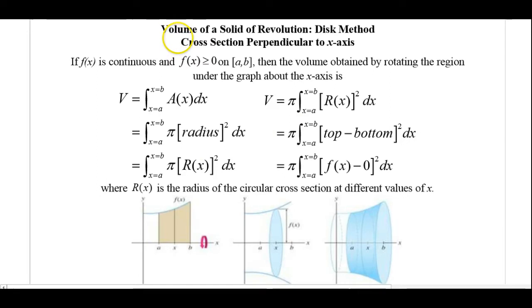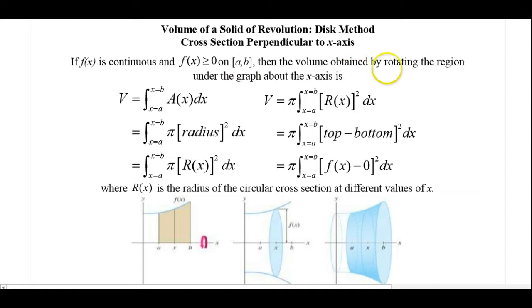So now let's formalize this idea of finding the volume of a solid of revolution. This is called the disk method, and we're going to take our cross sections to be perpendicular to the x-axis. To do this, we need a function f of x that's continuous, and we need f of x to be greater than or equal to 0. So we need the function to either be above the x-axis or equal to the x-axis on the interval from a to b, the part of the graph that we're concerned with.